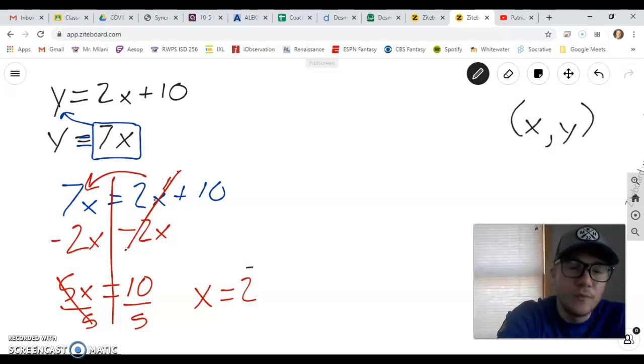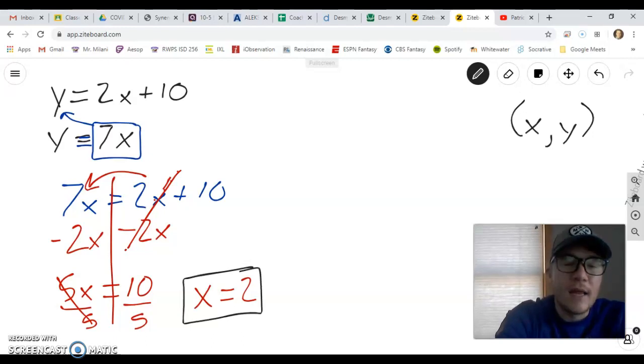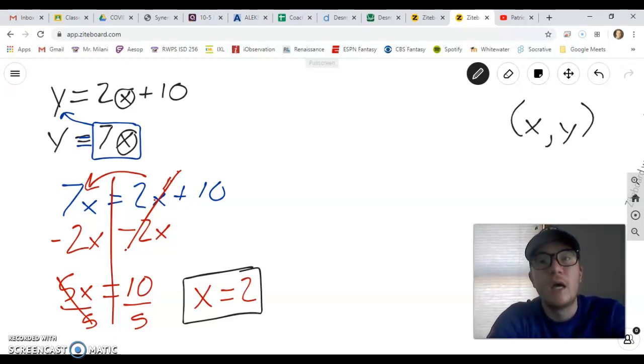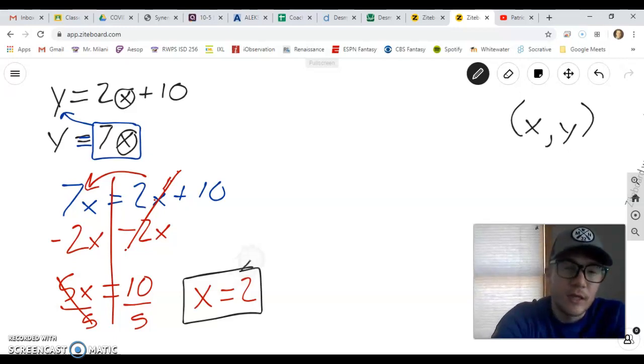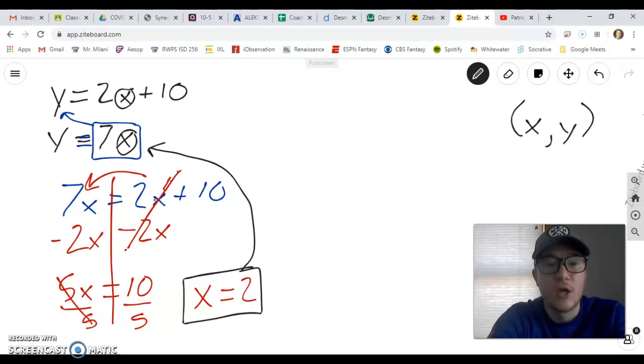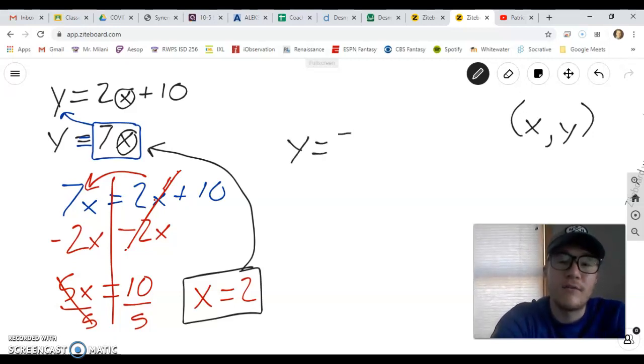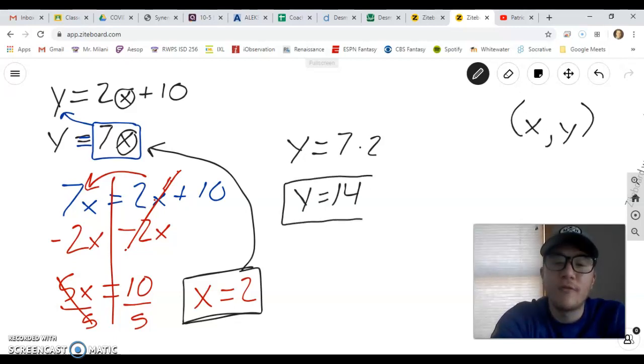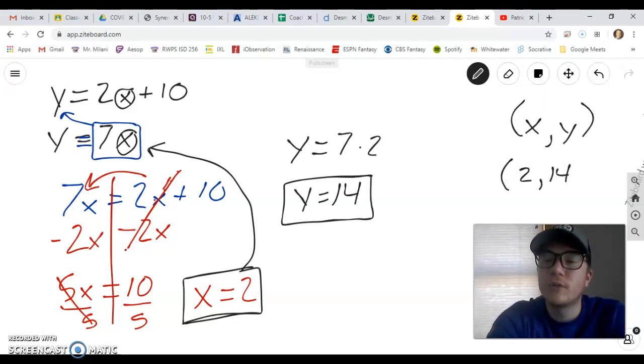So I'm going to take this 2 that I found for my x, and now I'm going to plug that in for one of these two x's, because then I'll be able to get my y alone. I like to go for the smaller equation. It'll be one less step. So you're going to take this x and bring it up here. Now instead of saying y equals 7 times x, you're going to have y equals 7 times 2 because of this 2 that we just found for x. 7 times 2 is 14, and you found your y. Once you have your x and your y, you've got your solution. x equals 2, y equals 14.